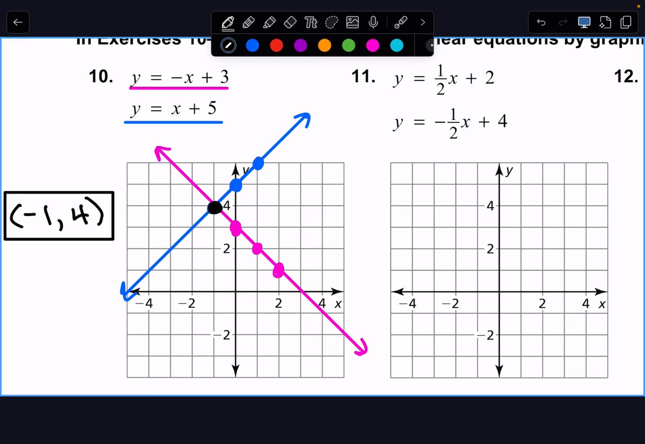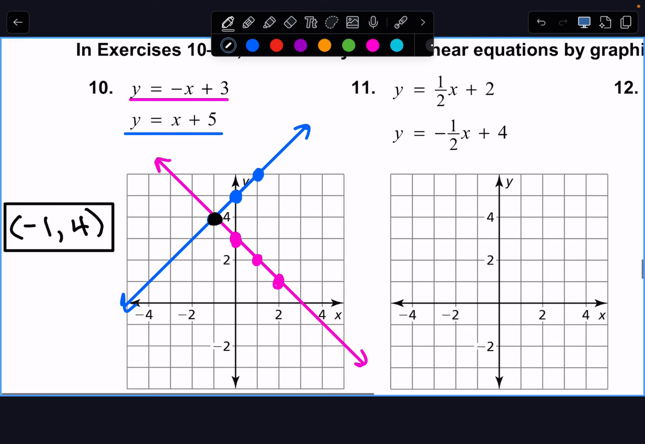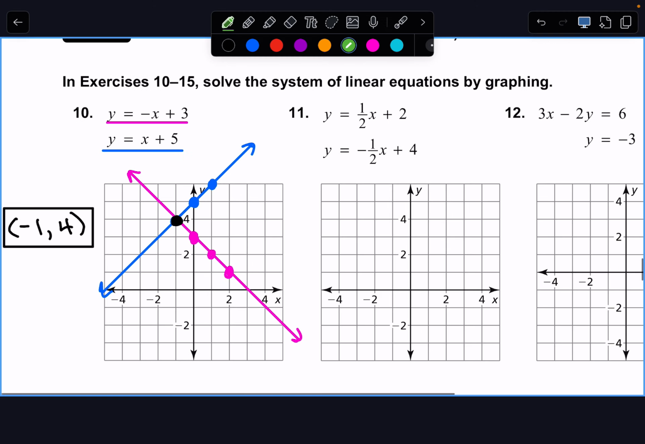Okay, I guess we better check. Is negative x plus 3 equal to 4? Yeah, it does. Okay, and then does x plus 5 equal y? Okay, good, so we're good to go. All right, could you please graph number 11 for me?